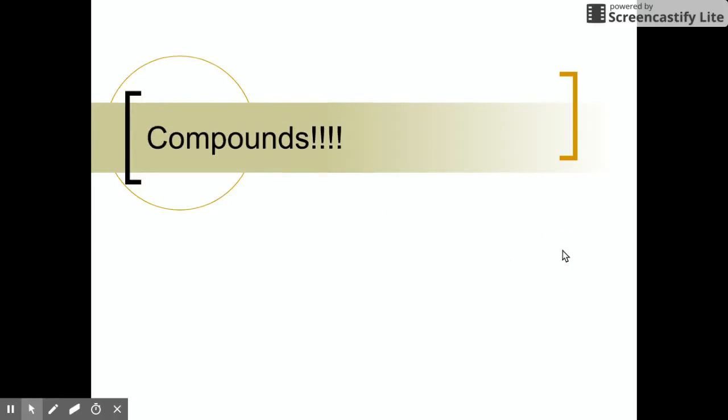You're right, they're all compounds. A compound is two elements that chemically combine to form a completely new substance with completely different properties.